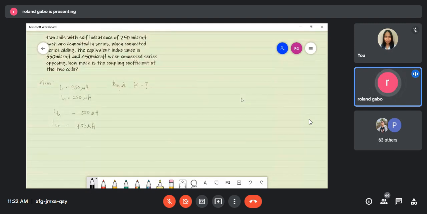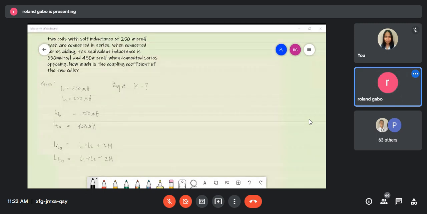Okay, so ganito yung series aiding. So L total aiding is equals to L1 plus L2. So aiding man plus 2M. Then for opposing O, L1 plus L2 minus 2M. This is for series. Same direction, opposing, subtractive, so minus 2M.